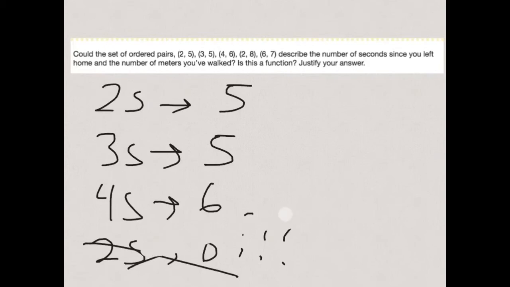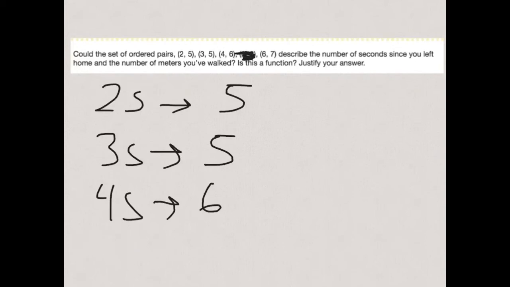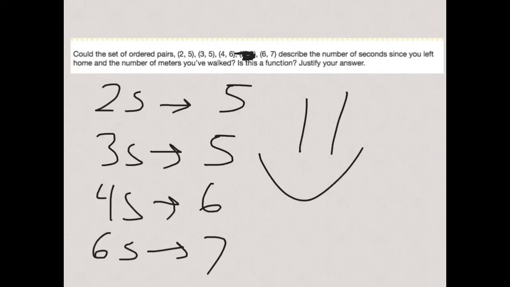Now, let's say you had this instead. Let's say this was gone. And the next one was 6 seconds to 7 meters. Then yes, it would work. Because it makes sense. Because every second, I'm traveling further and further away from home. 2 seconds, I'm at 5. 3 seconds is 5. 4 seconds is 6. 6 seconds is 7. So it starts to make sense. Probably at 5 seconds, I may still be on my 6 meter. These are the types of problems that we're going to look at later.